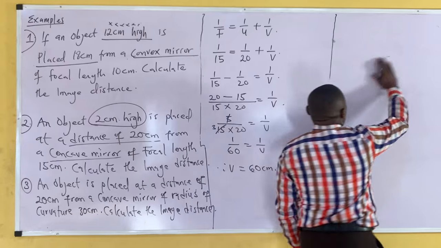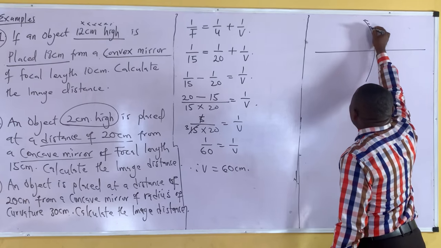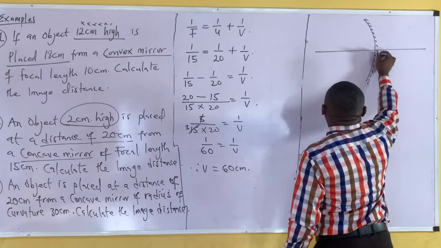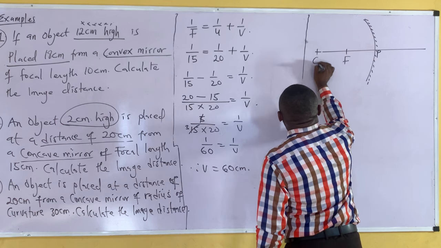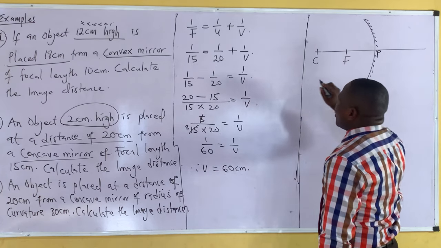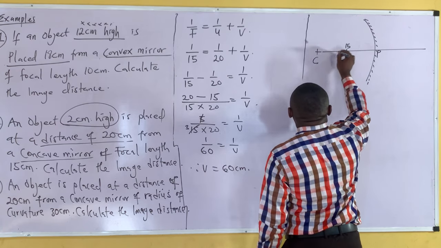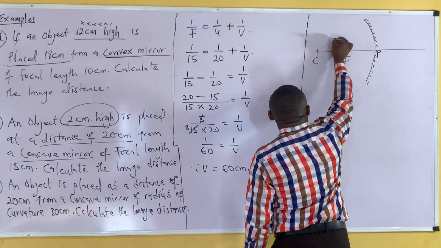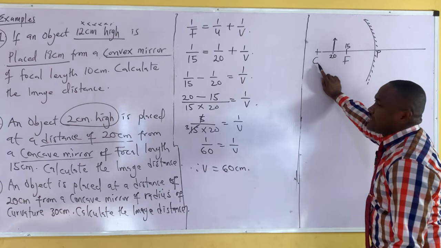How would this be described? This is the ray diagram. Remember, this is now a concave mirror, so it's shaded outside. Now, this is the pole, this is our focus, and this is our center of curvature. The object distance is 20, and the focal length is 15. So at 20, the object was placed. Now remember, this is between F and C.